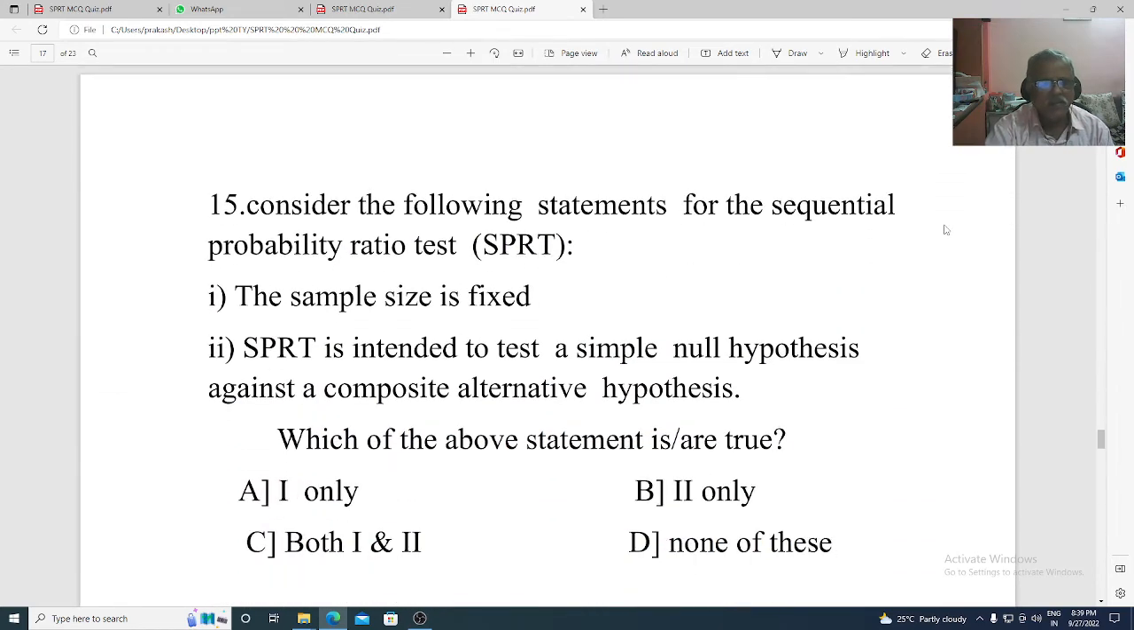Question 15. Consider the following statements for the sequential probability ratio test. First, the sample size is fixed. Second, SPRT is intended to test a simple null hypothesis against a composite alternative hypothesis. Which of the following statements is true? Option A: first only. Option B: second only. Option C: both first and second. Option D: none of these. The correct option is none of these.